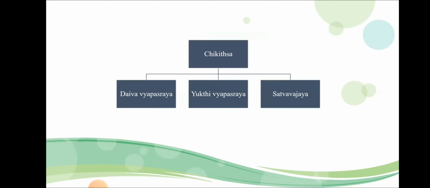Further, the Chikitsa is divided into three. That is Daiva Vyapashraya, Yukti Vyapashraya, and Sattvavajaya. In the Daiva Vyapashraya, the chanting of specific mantras, worshipping specific gods, and wearing sacred beads and threads are followed. And the second type, Yukti Vyapashraya, includes drug therapy or non-drug therapy. The drug therapy is the Bheshaja therapy. And the non-drug therapy will be Pathya Ahara and Vihara, regulation of lifestyle by Vihara and Ahara.